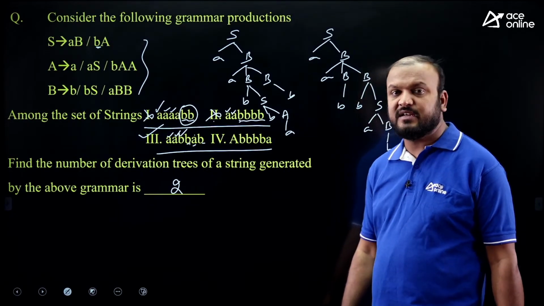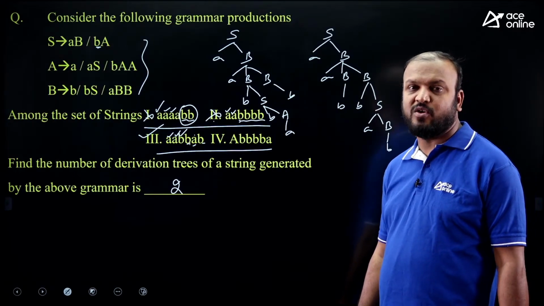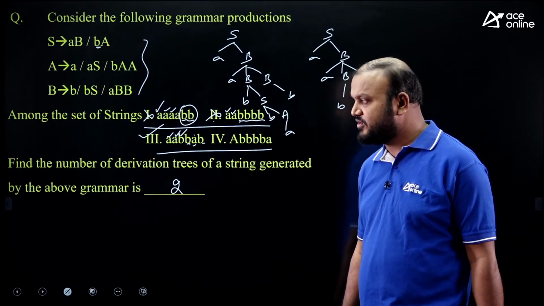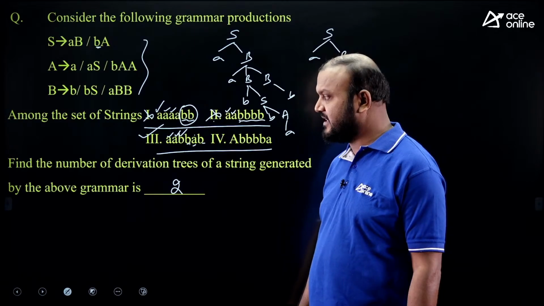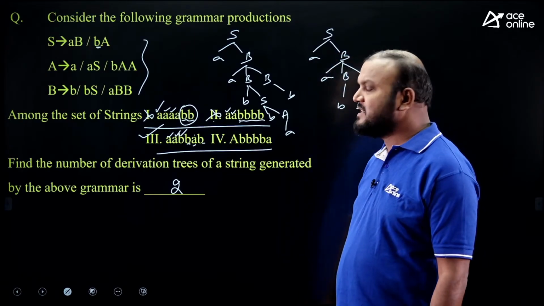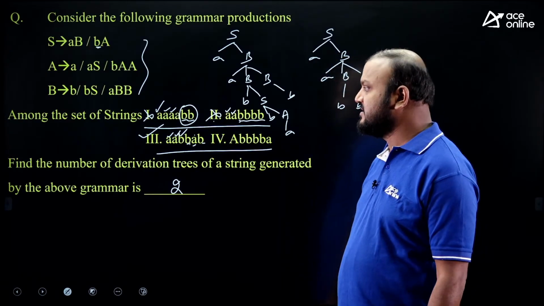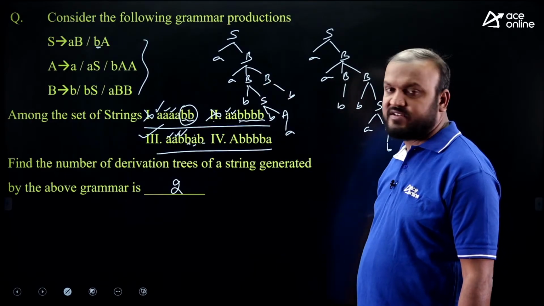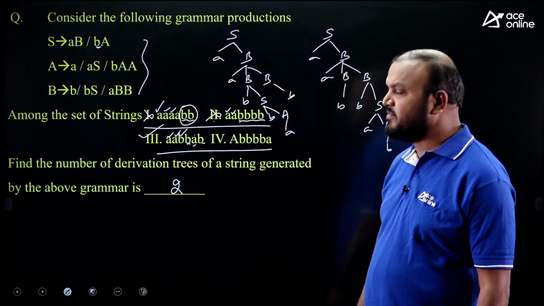And in the previous GATE also this kind of questions were asked, but long back. In the recent years this kind of question was not asked, but you can expect this kind of questions are possible. So how do you answer this question? Systematic way you can answer this question. Systematically you can construct a tree and see how many trees are possible.